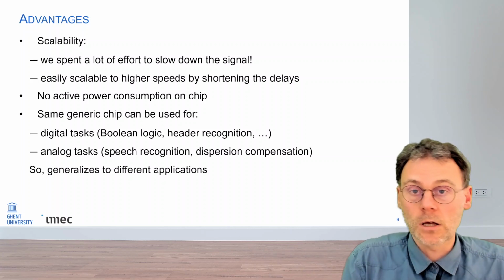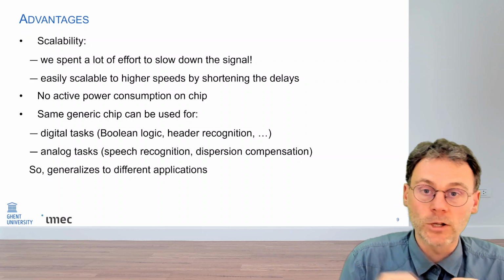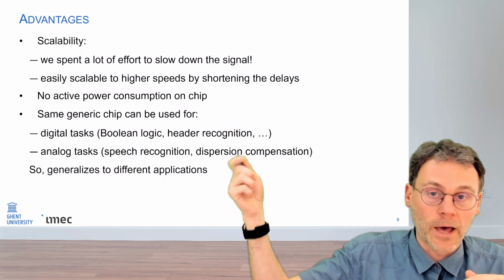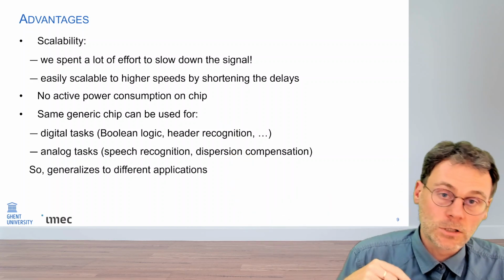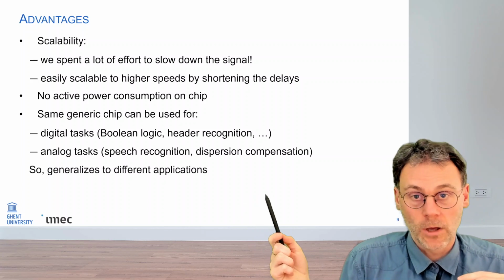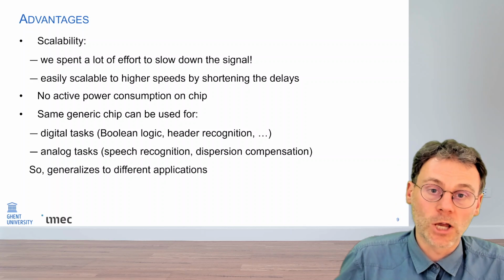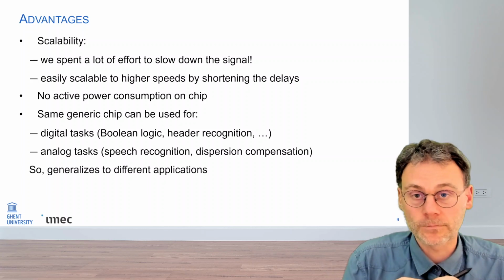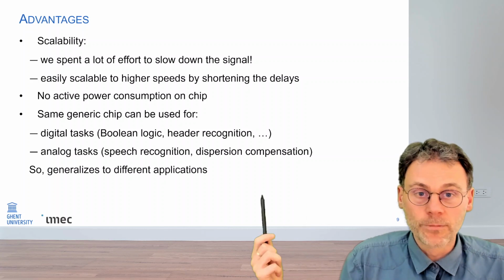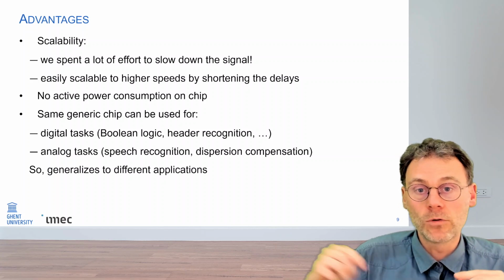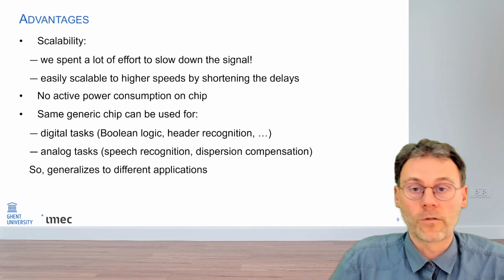Some digital tasks that we've been doing with this as benchmarks are just Boolean logic and header recognition. Analog tasks are, for example, speech recognition, or more relevant, dispersion compensation in telecommunication links, but more about that later. So it's a very simple generic architecture that can be used to tackle a large variety of applications.